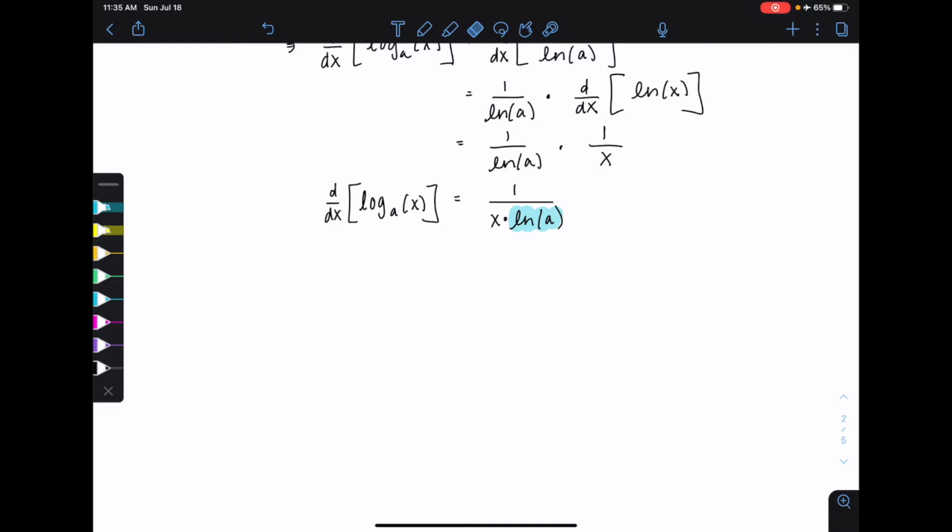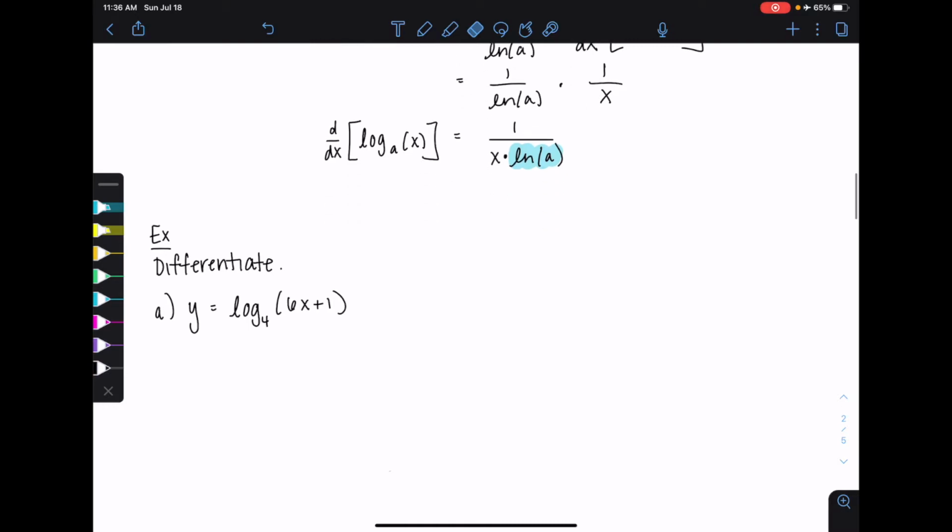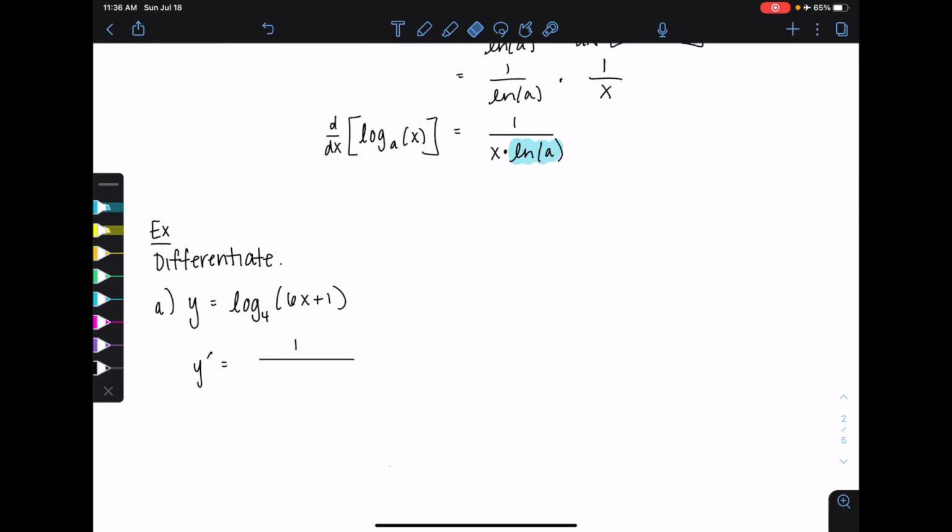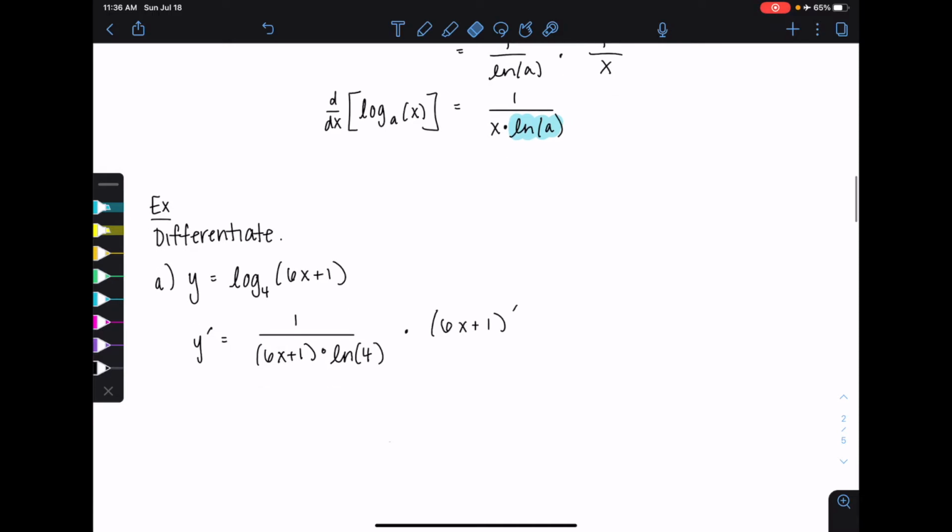So let's just try a couple examples before we go on to integration. We're going to start by differentiating y equals log base 4 of 6x plus 1. So utilizing this process, I still get 1 over the inside function, but now I get natural log of the base attached to it. And so I have base 4 here. Our chain rule still applies, so I've got to take the derivative of the inside. Derivative of 6x plus 1 is just 6, so I get 6 divided by the inside and natural log of the base.